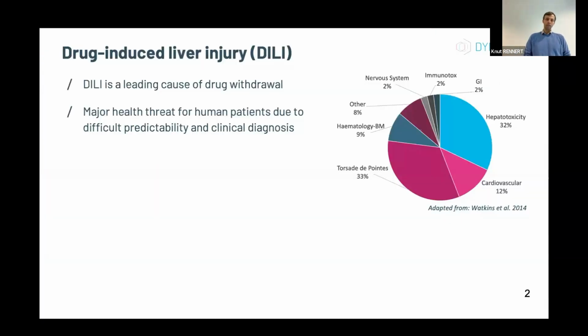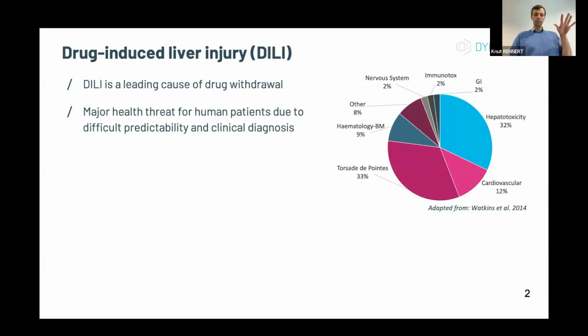First, drug-induced liver injury is the main cause for drug withdrawal in the drug development process. On the right in the circle, you see the reasons for withdrawal by drug-induced liver injury, and about a third has toxicity problems in the hepatocytes in the liver. It is also a major health threat for human patients due to its difficult predictability and clinical diagnosis.